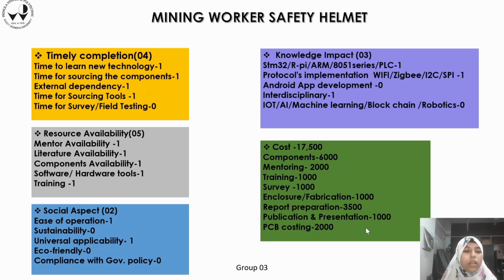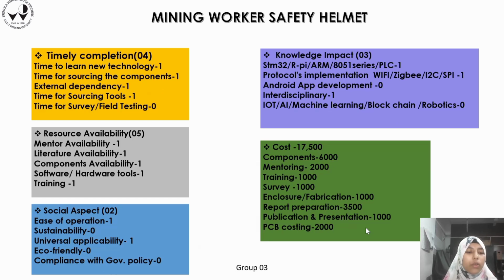Software, hardware tools: it consists of both software and hardware parts, so we have given it one. Training: yes, we require training for this project, because we are going to learn a new technology, so we have given it one. Social aspect, in which ease of operation: it will be a device, so it will be easy to use for the miners who work in the mining, so we have given it one, as it will be easy to operate.